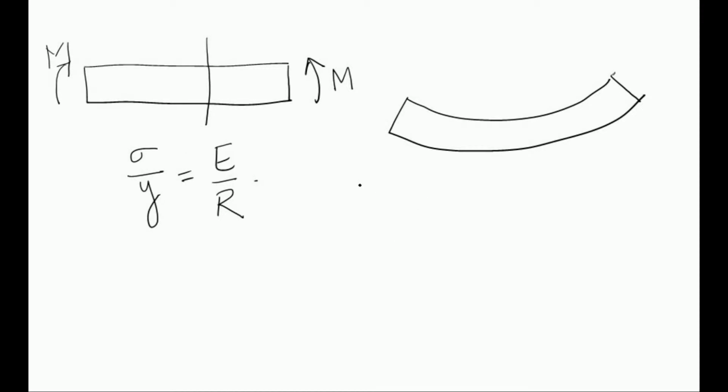Let's say the cross section is rectangular and our neutral layer or neutral surface is over here. So if we take a small element, after bending there is compressive stress here and tensile stress here. That's what we had discussed earlier.